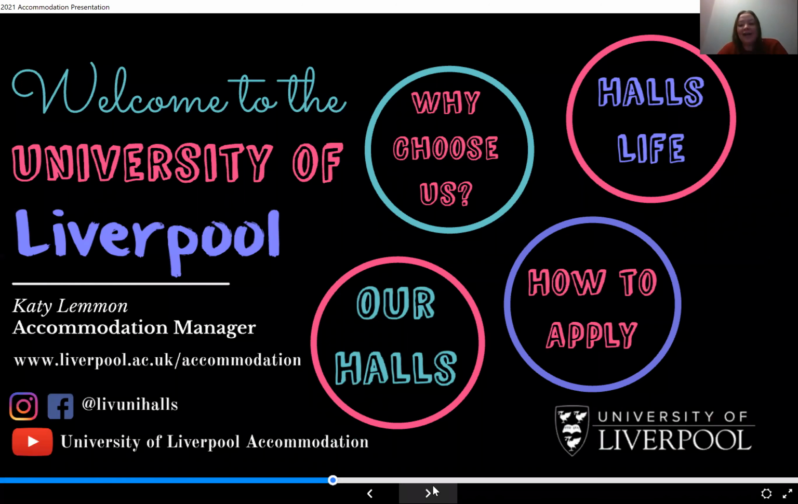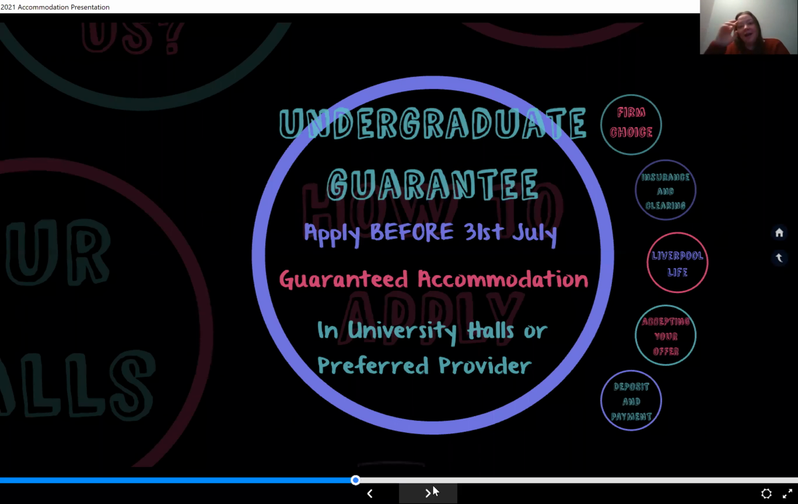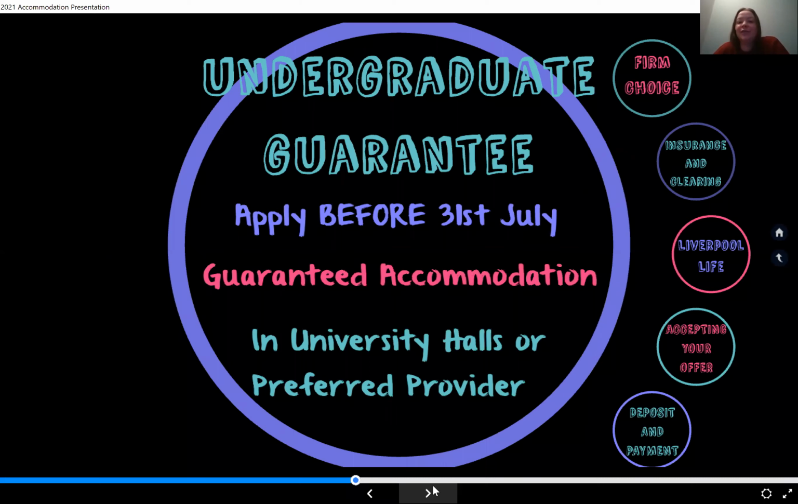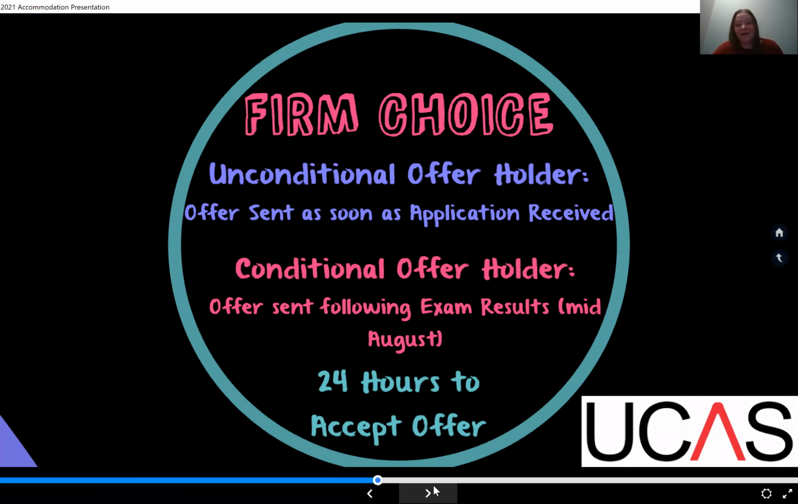So now looking at how to apply. So for all undergraduate students, you're guaranteed accommodation with us if you apply before the 31st of July, and this will either be in our university halls or with our preferred providers, which are Kaplan and Student Roost. If you are a firm choice unconditional offer holder, then your offer for accommodation will be sent as soon as your application has been received. So this is normally within 7 days of you sending that application to us, you'll have an offer for accommodation with us.